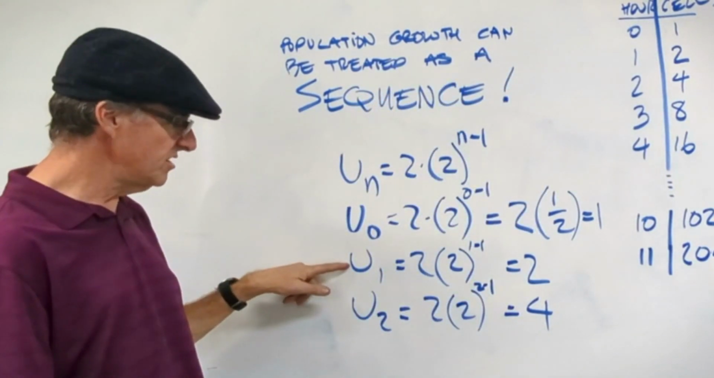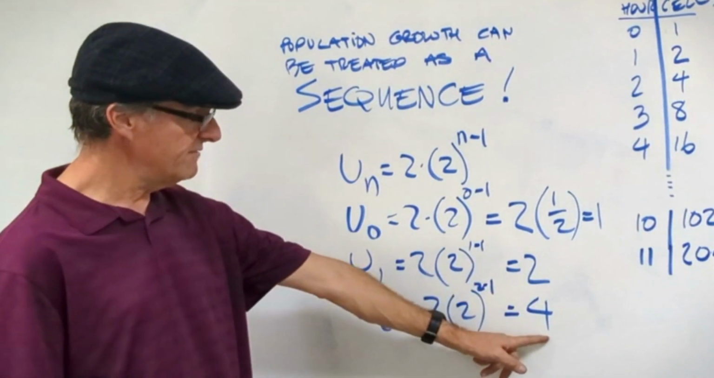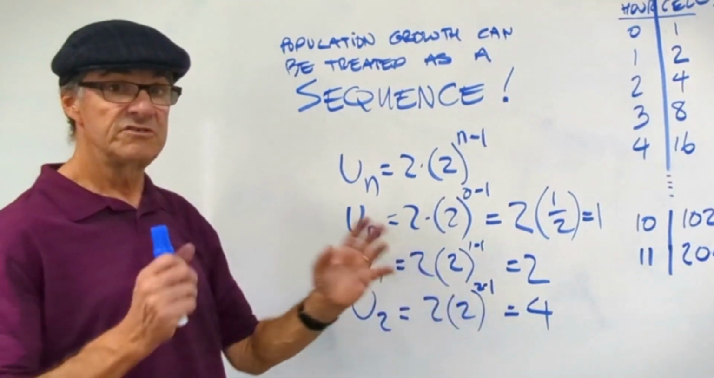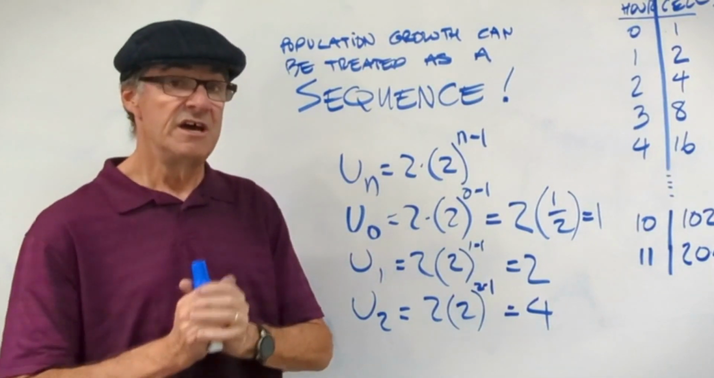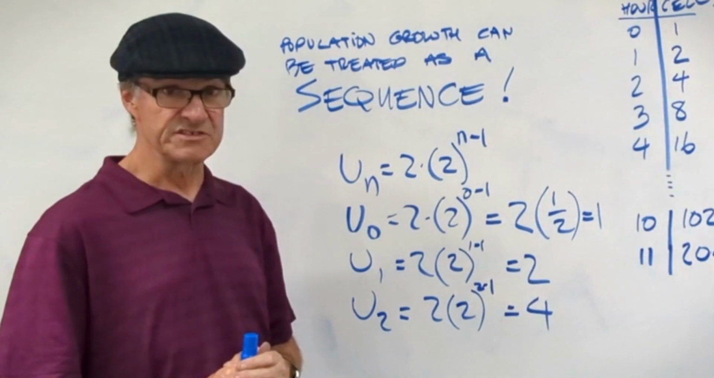And then as you calculate, you can see that as I plug in my increasing n, I'm going to get my right values for my population. So population growth can be modeled as a geometric sequence.